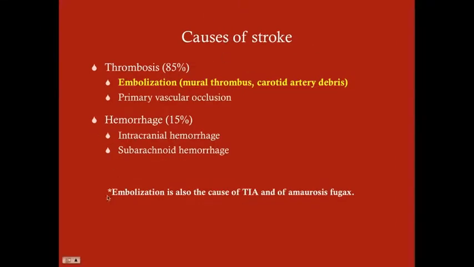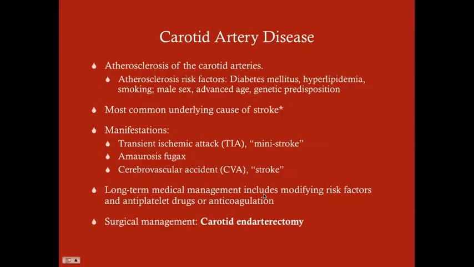And then I just want to point out here, embolization is also the cause of TIA and amaurosis fugax in addition to stroke. All right, so the manifestations of carotid artery disease, as I mentioned, are transient ischemic attack, and this is a mini stroke. So what that is, simply, is stroke symptoms that come on quickly, and usually they last for about 15 minutes or less, but they can last up to a day. So this is what's referred to as a mini stroke because the symptoms are transient.